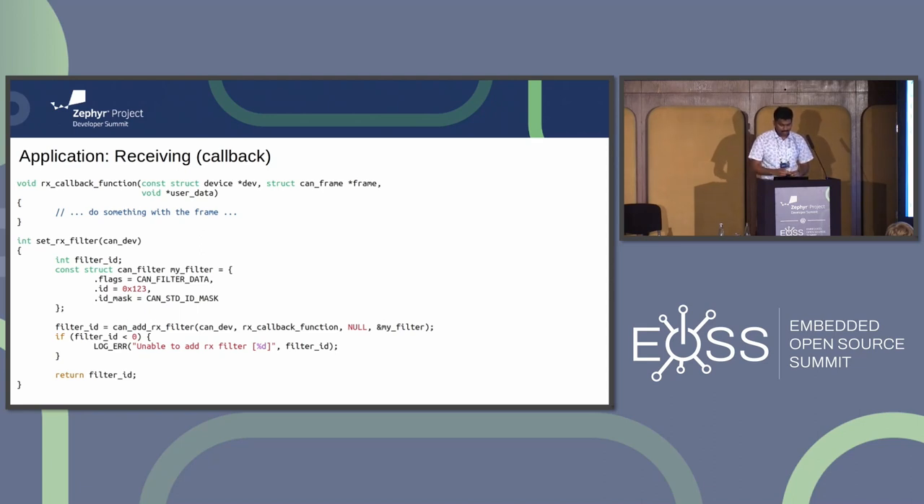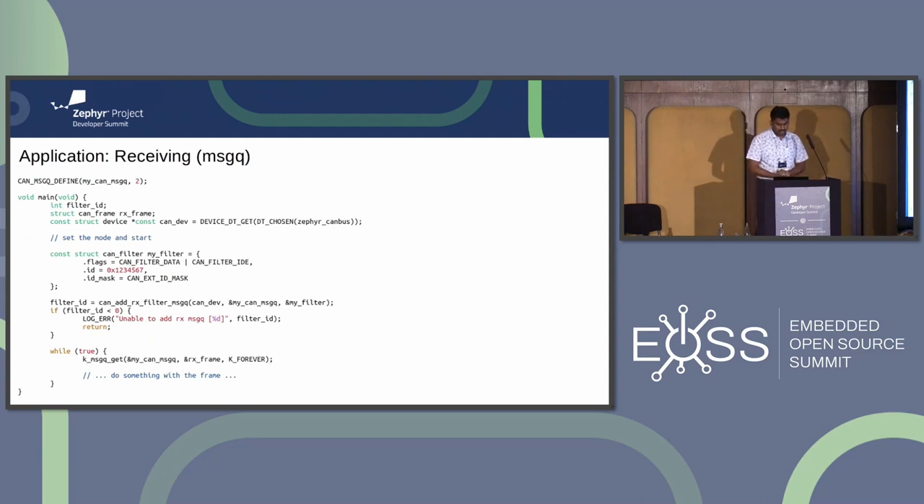Whenever any new data arrives, it will be available in this RX callback function. But the user needs to handle it in this callback function. So if it is a long execution, then we need to schedule a new work or switch to a new thread here.